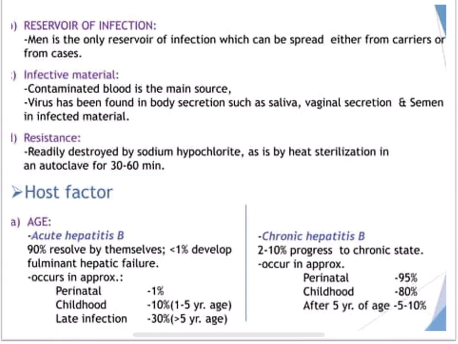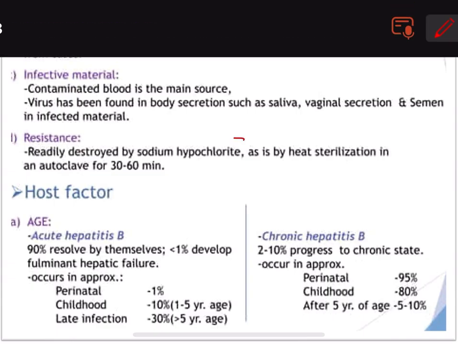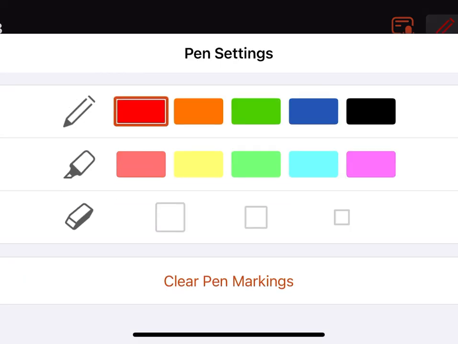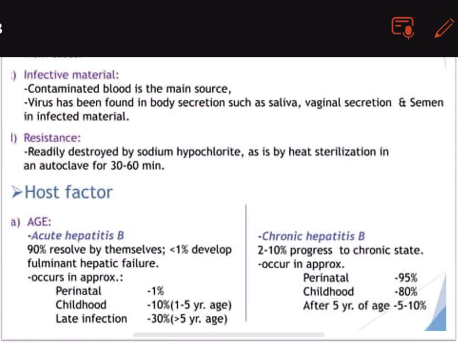Moving further to the resistance, the virus is readily destroyed by sodium hypochlorite as well as by heat sterilization in an autoclave for 30 to 60 minutes. So we see that the virus can be destroyed by sodium hypochlorite. It can be destroyed by heat sterilization. Two methods we can destroy the virus: sodium hypochlorite solution and heat sterilization. Like we can autoclave it for 30 to 60 minutes and destroy the virus. Moving further to the host factor.